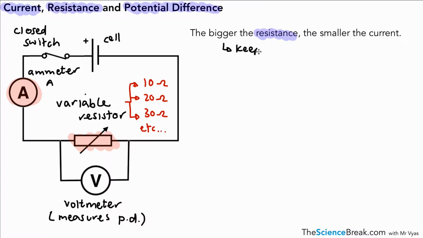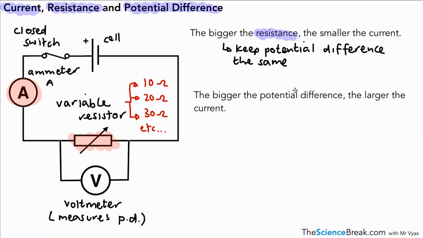Okay, but it's important to remember also that for this example, we need to keep the potential difference supplying the circuit the same. So as long as we keep the potential difference the same, the bigger the resistance, the smaller the current. Now there's also another relationship we can look at as well, and that is when we change the potential difference. So in this example, we can say that the bigger the potential difference, the larger the current.